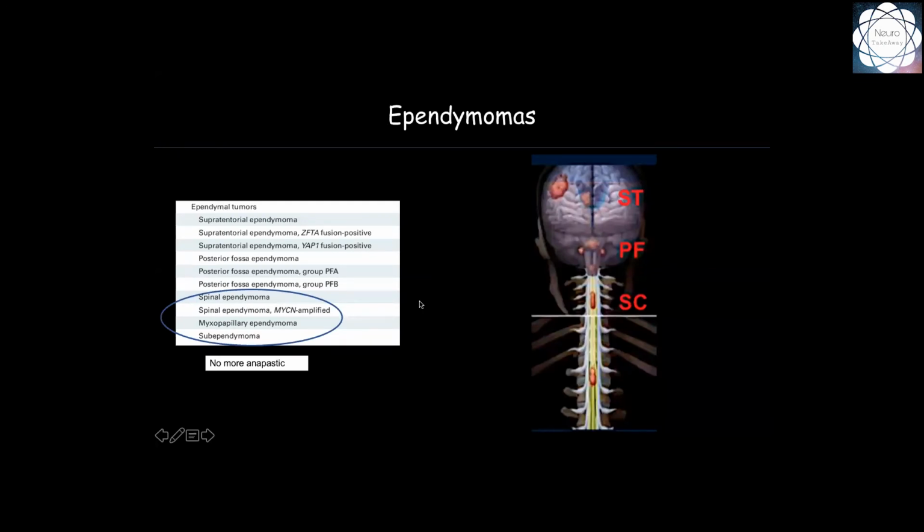Okay, let's go to the ependymomas, which are very rare in children. When they are present, we have to suspect NF2. Remember that now ependymomas are divided according to their location. We have the supratentorial, the posterior fossa, and the spinal cord variants. And in the spinal cord, we can detect the typical MYCN amplified ependymoma, the myxopapillary ependymoma, and the subependymoma, which in children is very, very rare. We don't speak more about anaplastic ependymoma.